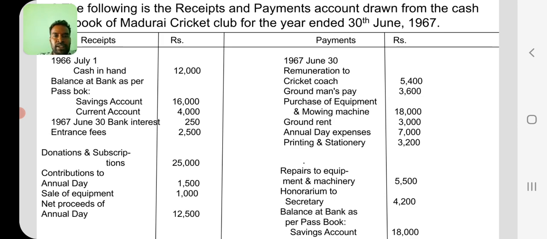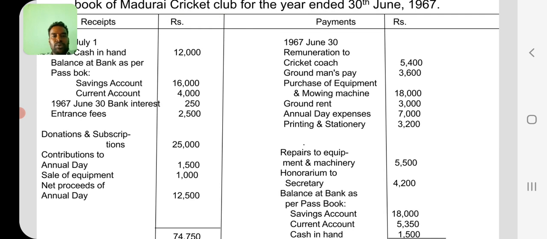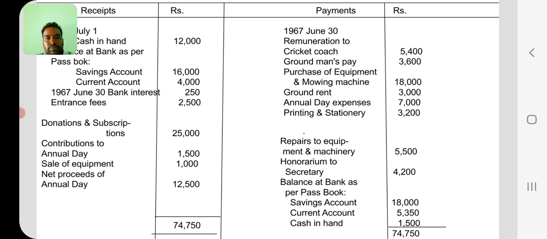1967 June 30, bank interest, entrance fee 2,500. So these balances are not recorded in the income and expenditure account. Only the entrance fee should be recorded in the income and expenditure account. Why? Because it is a revenue income. So donations and subscriptions are recorded in the revenue, income and expenditure. 25,000 contributions to annual day, revenue expenditure. Sales of equipment, capital 1000. Net proceeds, income 12,500: receipts and revenue items go in the income and expenditure account.